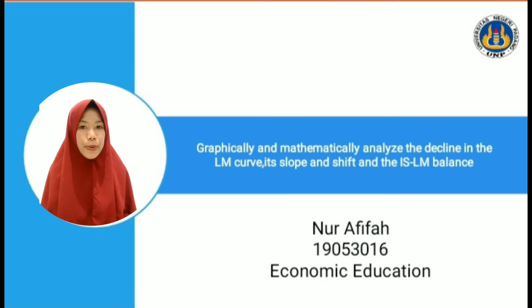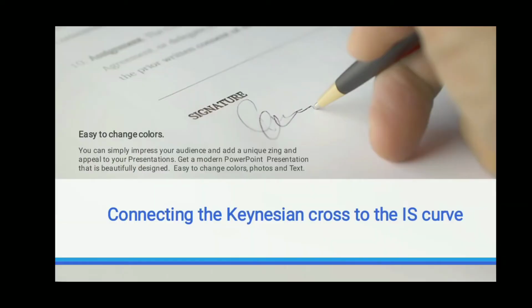So, we will discuss how to graphically and mathematically analyze the decline in the LM curve, its slope and shape. The first material we will discuss is connecting the Keynesian cross and the IS curve. Okay, let's check it out. The next material is connecting the Keynesian cross to the IS curve.